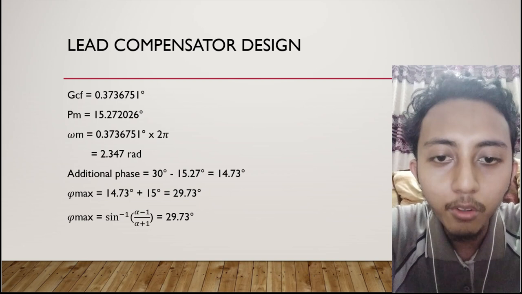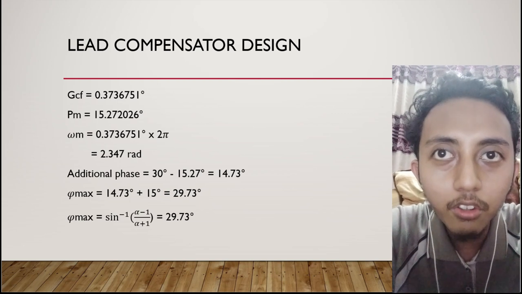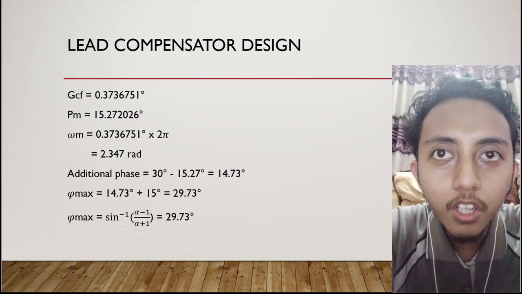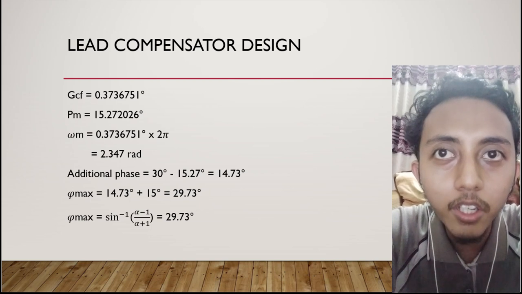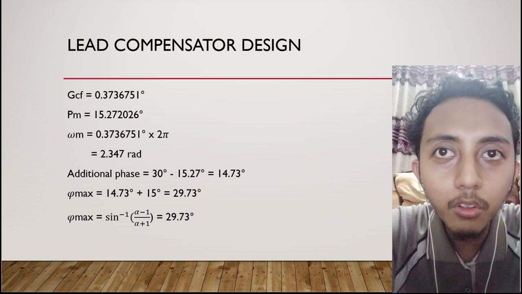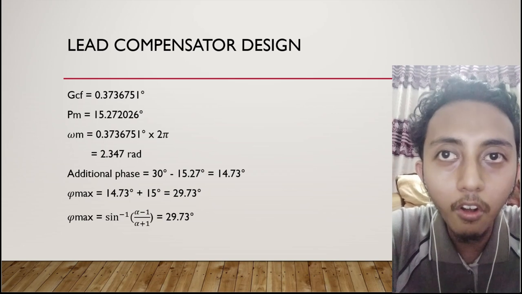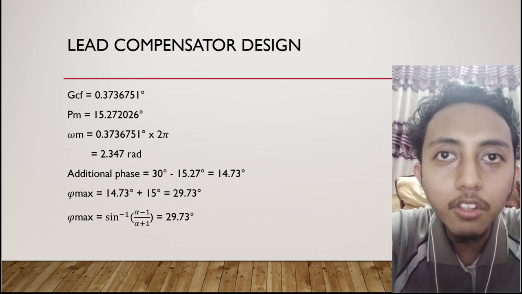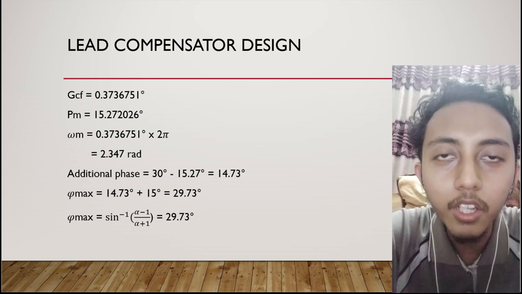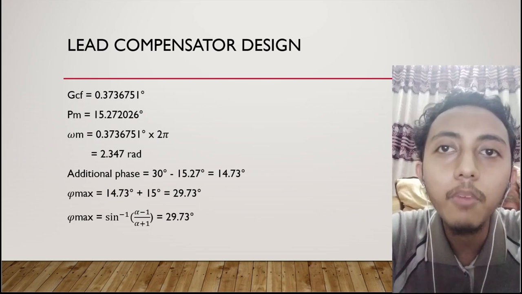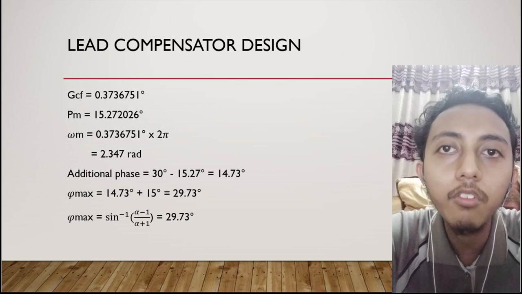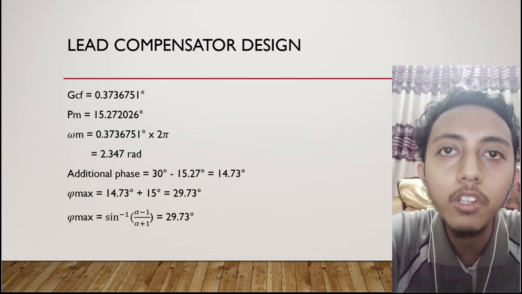From the Scilab value, we have obtained that the gain crossover frequency is 0.3736751. The phase margin is 15.272026 degrees. When you multiply the gain crossover frequency by 2π, you obtain the omega m, which is 2.347 radian. The additional phase is 30 degrees minus 15.27 degrees, which is equal to 14.73 degrees. The phi max is 14.73 degrees plus 15 degrees, which is equivalent to 29.73 degrees.